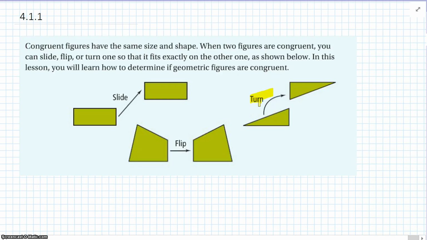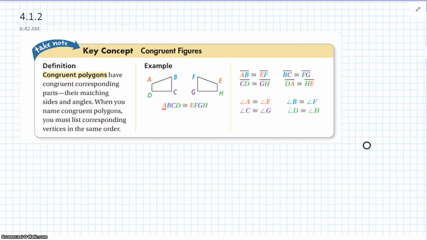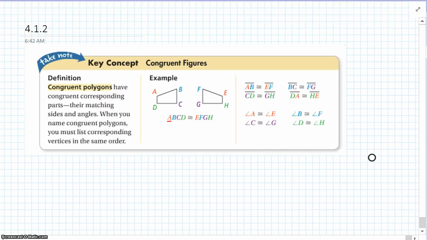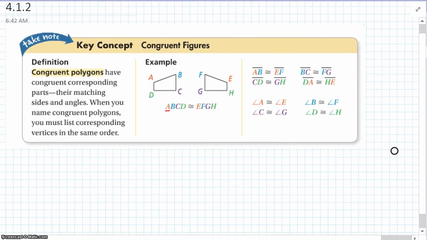So you notice on this one, all you have to do is turn it. This one right here, you just have to flip it around the axis. This one you slide. And we're going to learn some fancy words later for the sliding and the flipping and the turning of objects. The key concept, all right, congruent figures. Congruent polygons have congruent corresponding parts. They're matching sides and angles.